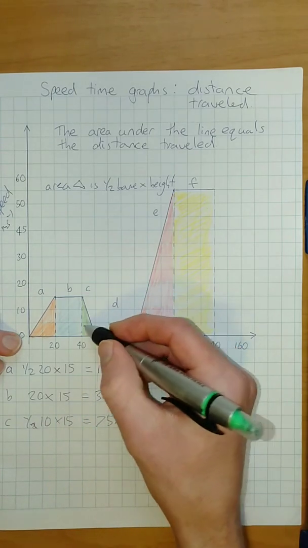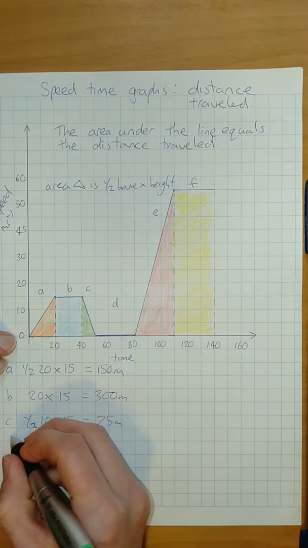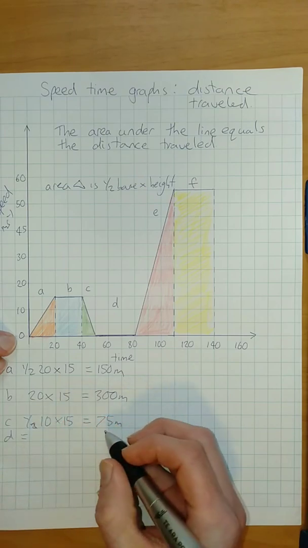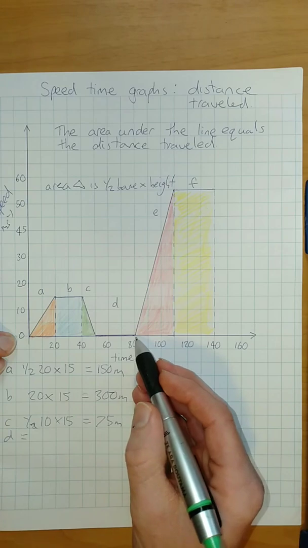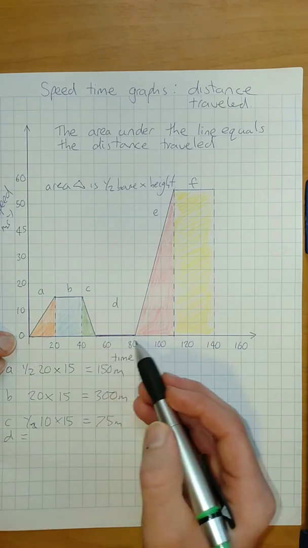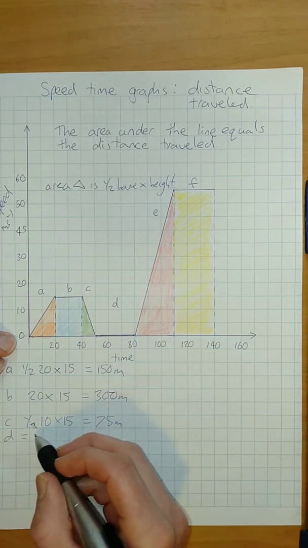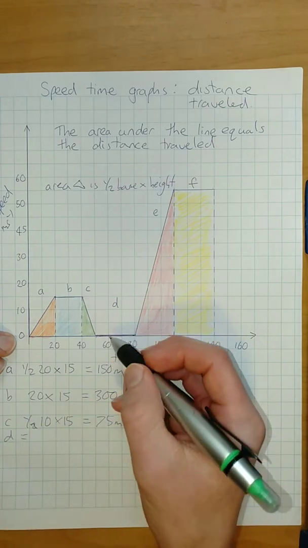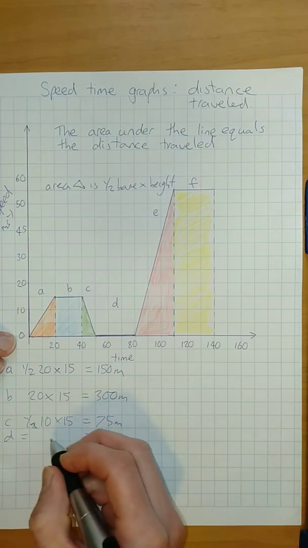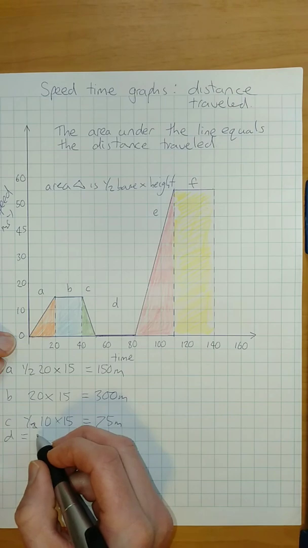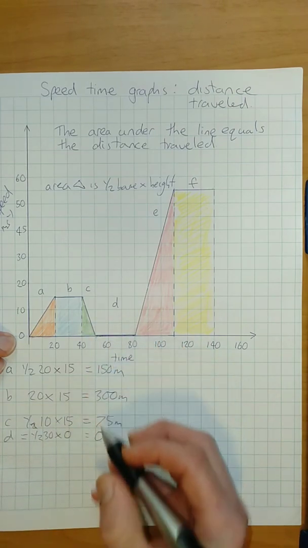Another 75 meters covered. This next section here, section D, is actually 0. Because it's got 0 height, even though it's been doing 0 from 50 seconds to 80 seconds, so it spent 30 seconds going 0, it becomes 30 times 0, because the height is 0, so therefore it is 0 meters. I'll just write it in. So half of 30 times 0 is the working for that one.